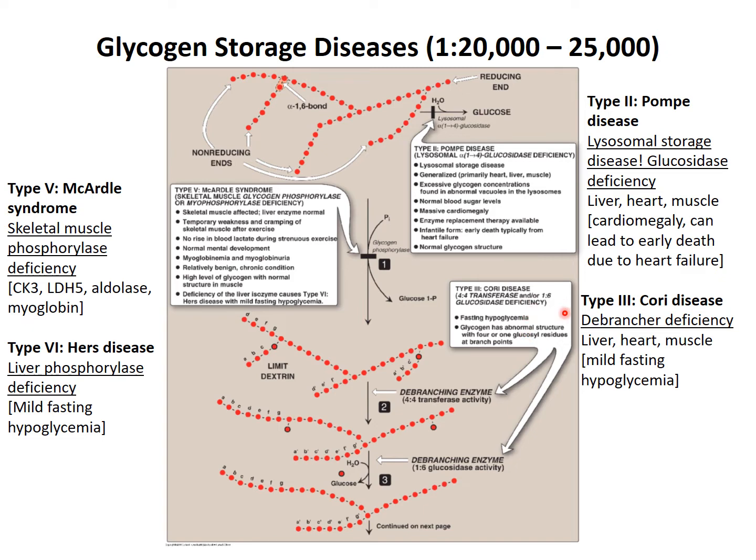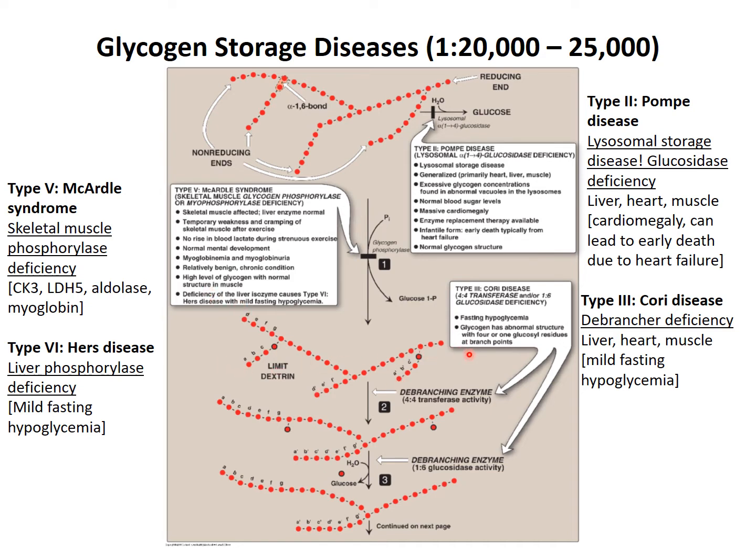This is the lack of the debrancher. So phosphorylase is okay. It actually tapers down the amylose chain, but it needs to stop 4 units before the branch point. It results in fasting hypoglycemia. Why? Because there is no debrancher, which means that amylose can be tapered down, but it stops. Amylose tapered down, stop, stop, stop, stop.